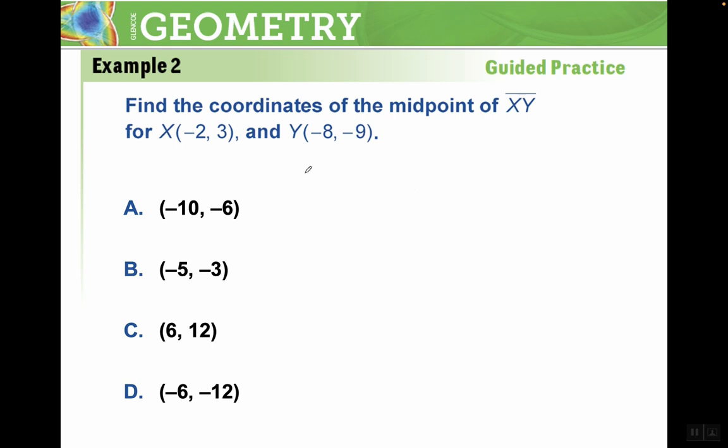So I'm going to add up my x's. Negative 2 plus negative 8 is negative 10. Divide by 2, that would be a negative 5. And then I'll add my 3 and my negative 9, which gives me a negative 6. Divide by 2 is negative 3. So you should have gotten B for the answer. Good job if you did it.